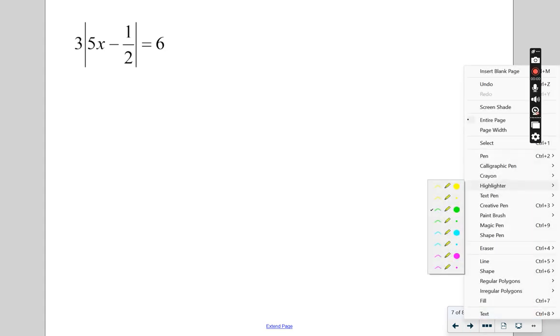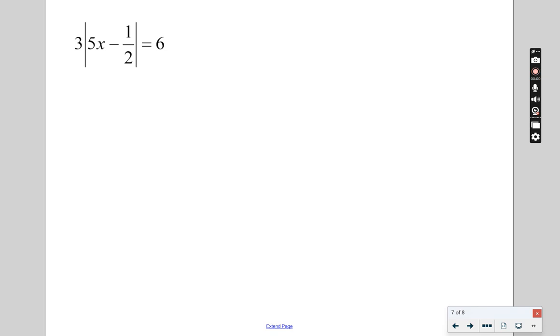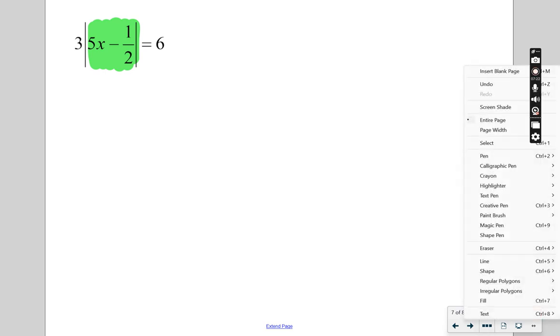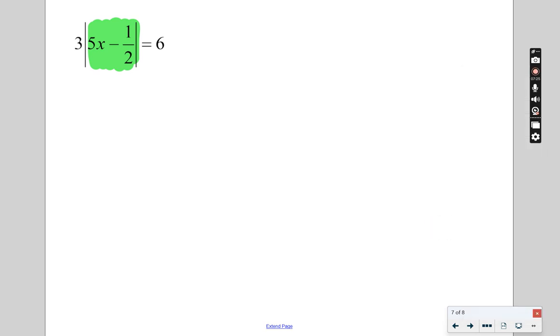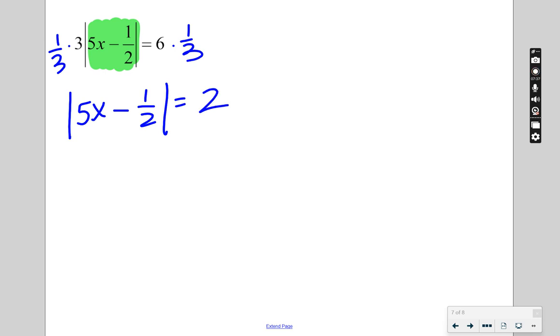Okay, here's the next one. What do you think we need to do first? Divide, distribute or divide, it's confusing. It's not like parentheses that I want to distribute. Remember I said we want to get the absolute value bar part by itself? So we're going to divide by 3, or I'm going to write multiply by a third. So now I'm going to have 5x minus a half equals 2. And now the absolute value bars are by themselves.